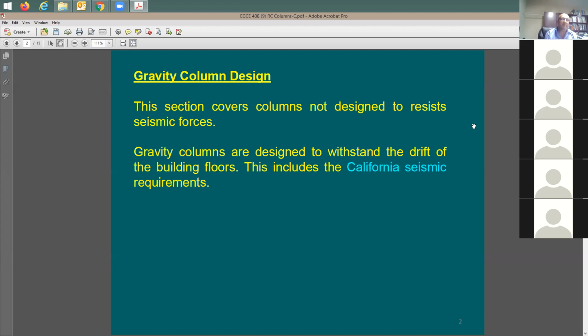So in here, we're going to be covering only gravity columns. Gravity columns are not going to be part of the moment frame system, and the forces are going to be completely different. The forces that you're talking about here are going to be mainly axial load. So here we are talking about axial loaded columns, and sometimes we also have a slight moment on the top of it. So you're going to have an axial load and some moment on the top of the column.